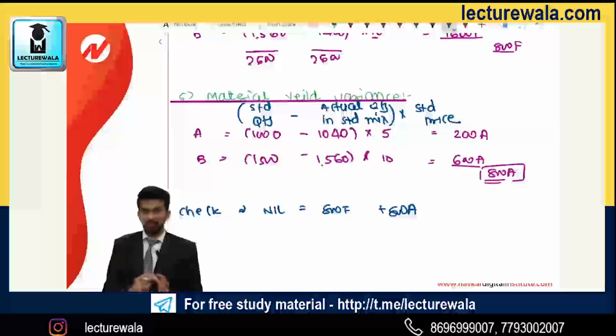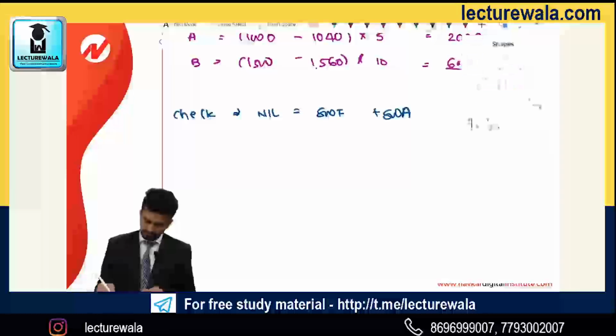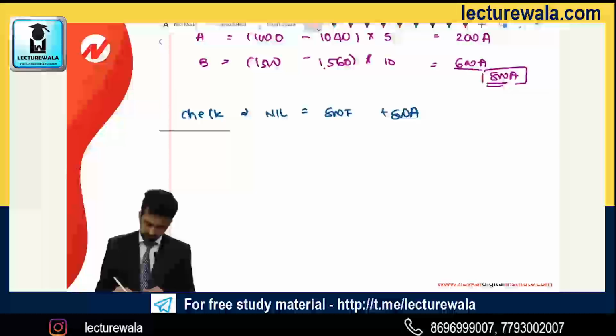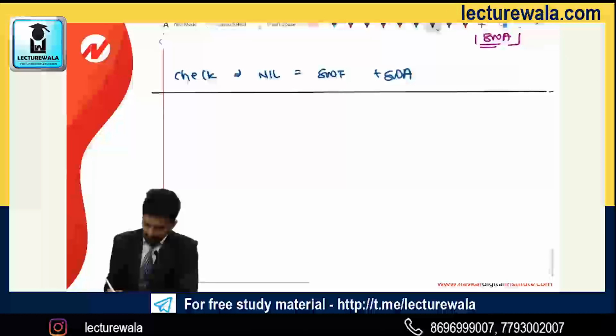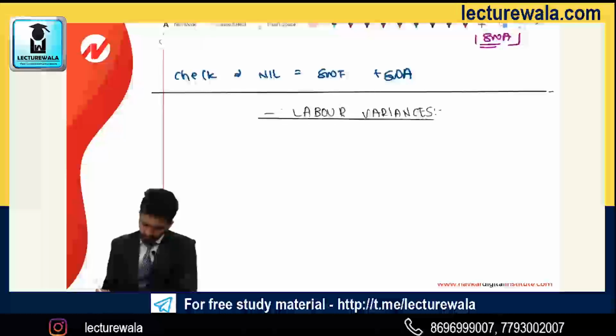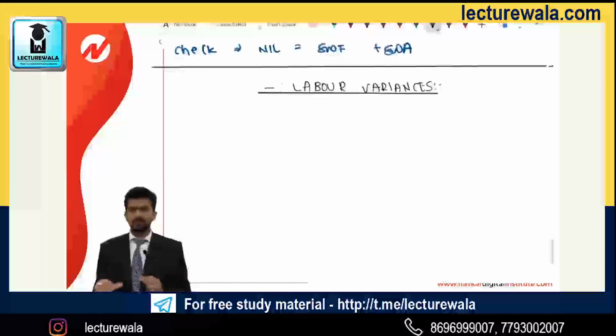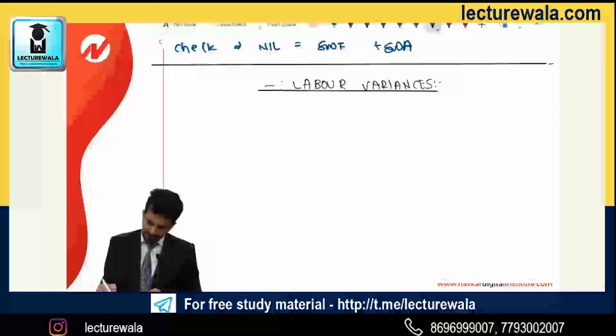Now we're going to go to the next component of our cost, and that is labor cost variance. So let us calculate labor cost variances now. Now, in case of labor variances, again let me give you an example like I gave earlier, and then we will be solving this question.